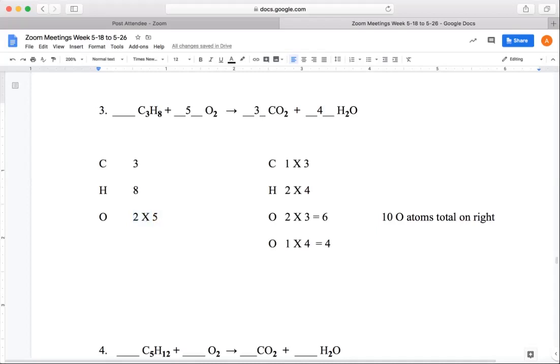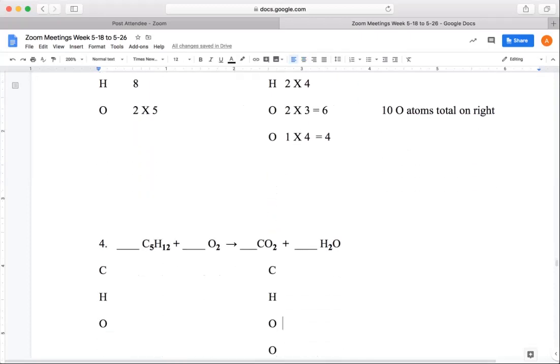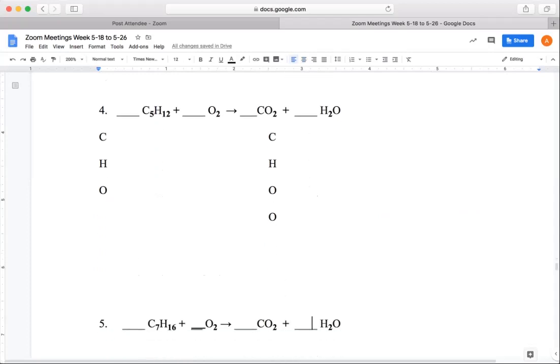So if we're going to make 5 times more oxygen on the left, we're going to have to put a 5 here. So we've got 10 oxygens on the left, 10 oxygen atoms on the right, 8 hydrogen atoms on the right, 8 hydrogen atoms on the left, 3 carbon atoms on the left, 3 carbon atoms on the right. So at this point, we have equal numbers of atoms of each kind on both sides of the equation. All right, so now let's go on to this problem here.